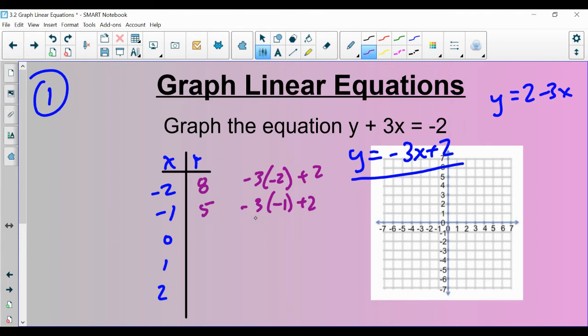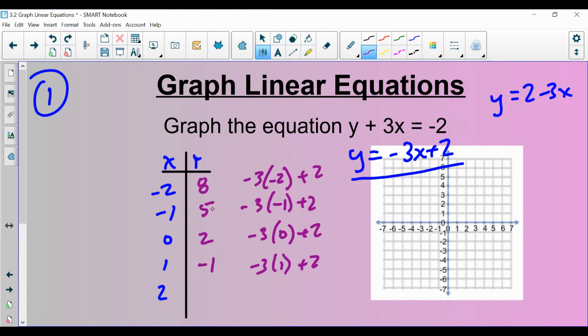Then you can plug in 0. Negative 3 times 0 plus 2. We know negative 3 times 0 is just 0. Plus 2 is 2. Negative 3 times 1 is negative 3. And negative 3 plus 2 is negative 1.